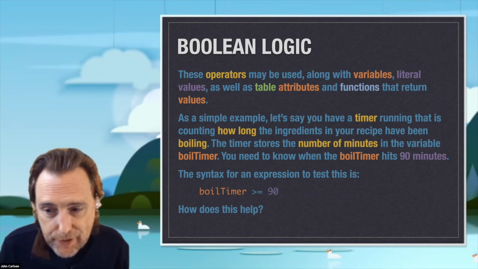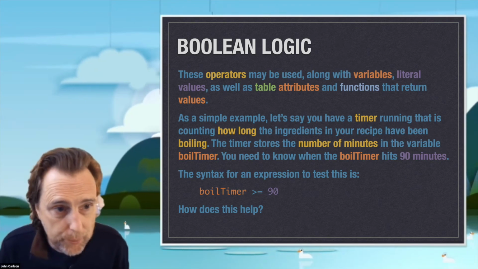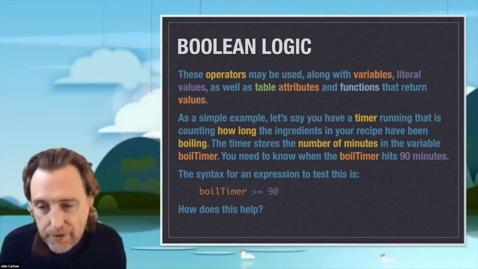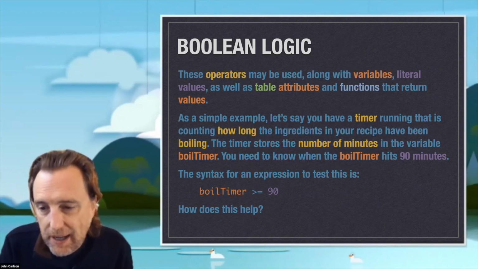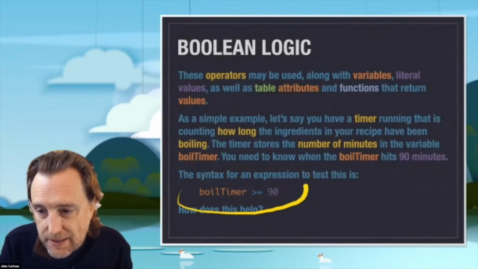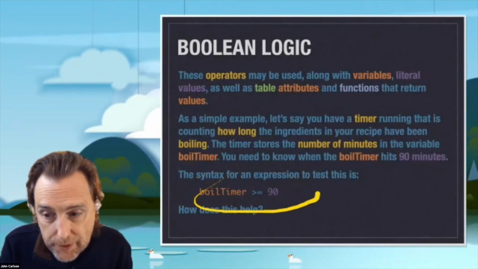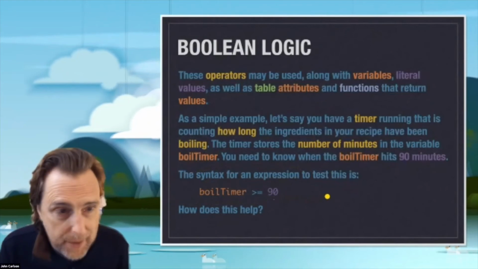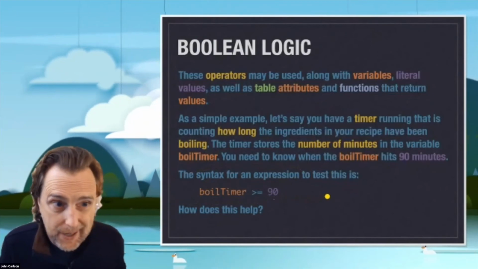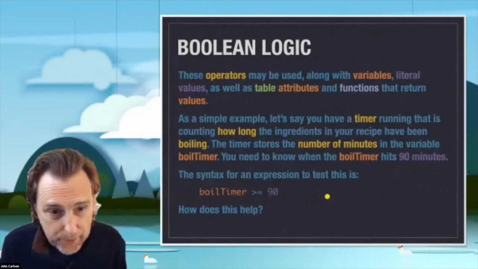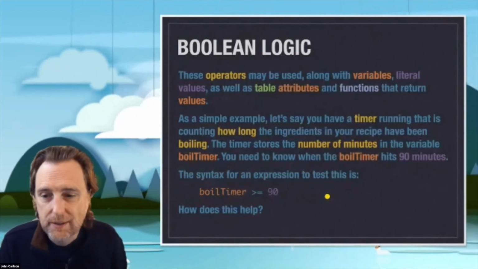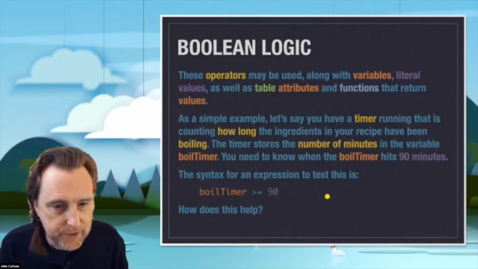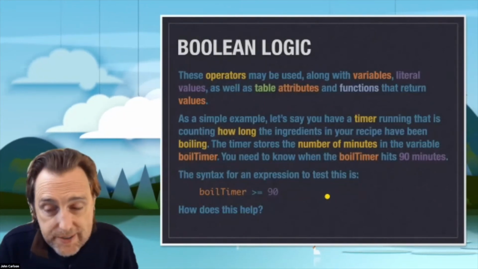For instance, if I had a variable called boil timer, and I wanted to see whether its value was greater than or equal to 90, I might write the expression something like this: boil timer greater than or equal 90. And that does look a lot like math. You have a variable, you see an equal sign, and you see a number. And so some people will think, okay, the result of that is some sort of number. The result is the result of some sort of regular math, and it's not.